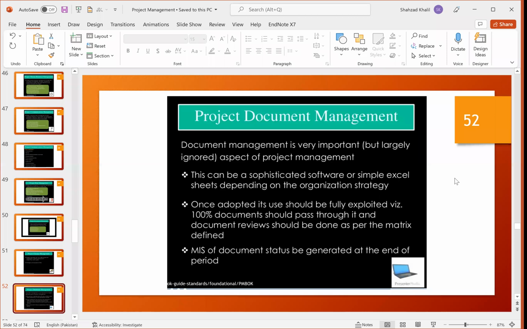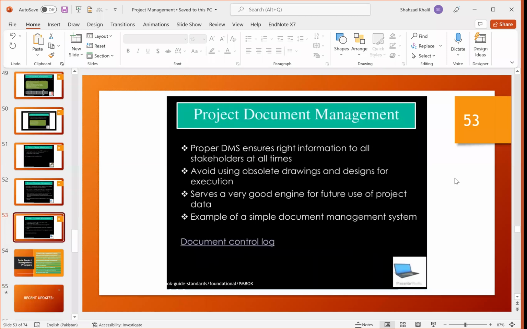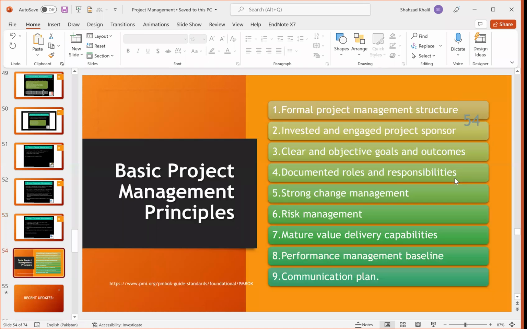Management information system. A proper DMS ensures the right information to all the stakeholders at all times. It avoids using obsolete drawings and designs for execution. It serves as a very good engine for future use of project data. An example of a simple document management system. And there should be a document control log.